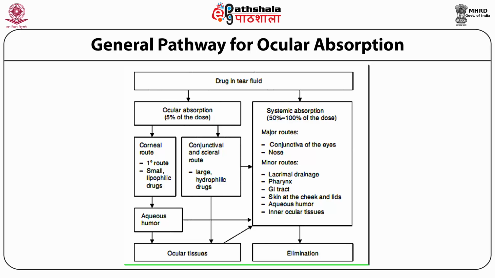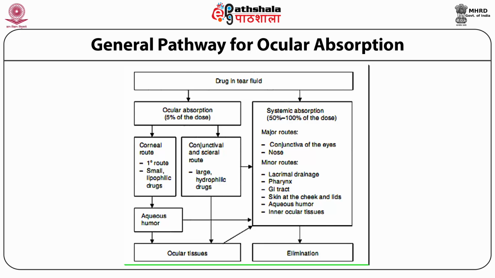When we talk of ocular absorption, it can again be of two variants. We can have the corneal route and we can have the conjunctival and scleral route. The corneal route is primarily the first choice for drugs belonging to the small lipophilic drugs category, whereas the conjunctival and scleral route is taken up by large hydrophilic drugs. The drugs are then submitted to the aqueous humor, which divides the drug into the ocular tissues and resubmits it back to systemic absorption.